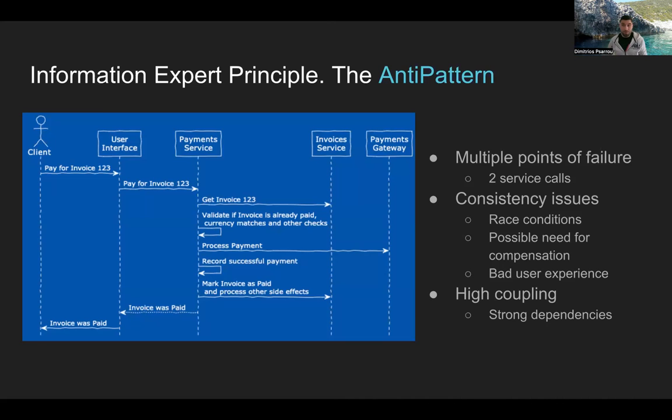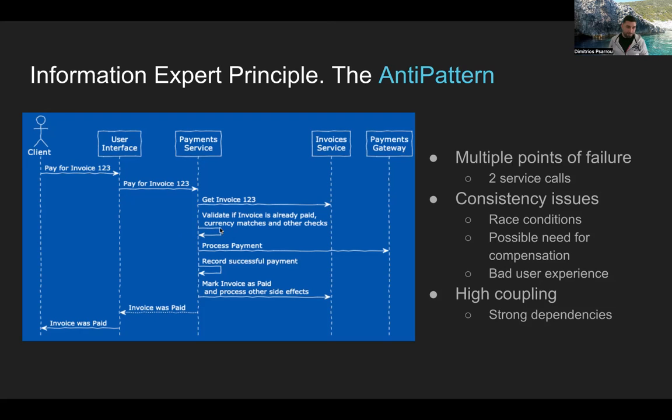Let's have a closer look at how the pay for an invoice use case could look using a sequence diagram. So the client wants to pay for an invoice with ID 123 and talks to the user interface. The user interface will then talk to the payment service and say, hey, someone wants to pay for invoice 123. The payment service then will talk to the invoices service, get the invoice 123, right? Then start validating some rules. For example, if the invoice is already paid, right? If the currency matches, and maybe some other checks.